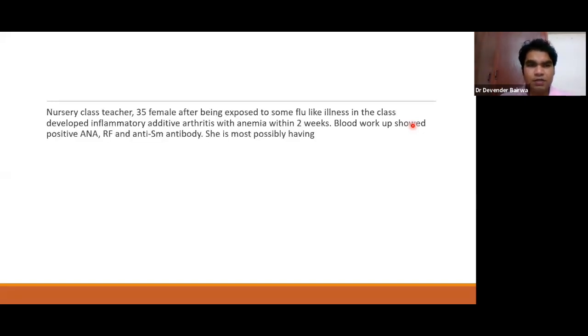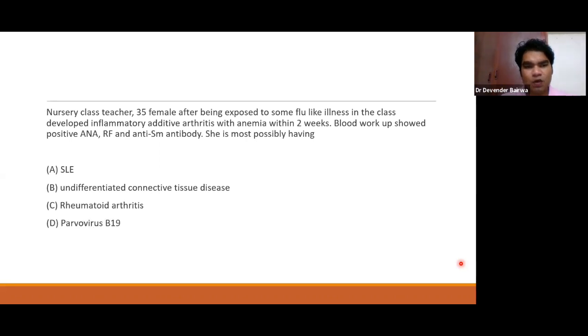Next question: a nursing class teacher, 35-year-old female, after being exposed to some flu-like illness in the class, developed inflammatory additive arthritis with features of anemia within 2 weeks of exposure. Blood workup showed positive ANA, positive rheumatoid factor, as well as antigen antibody. She most possibly has A, SLE, B, undifferentiated connective tissue disease, C, rheumatoid arthritis, or D, parvovirus B19 infection.